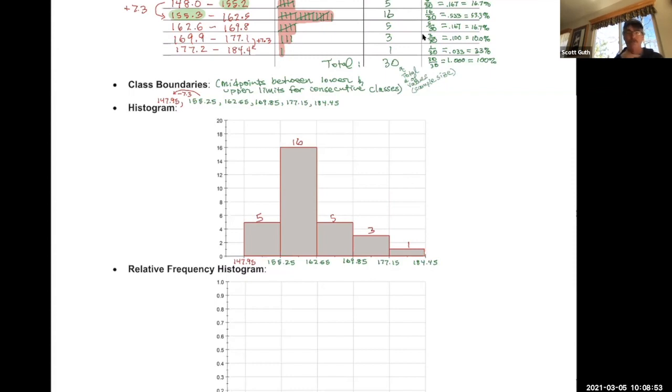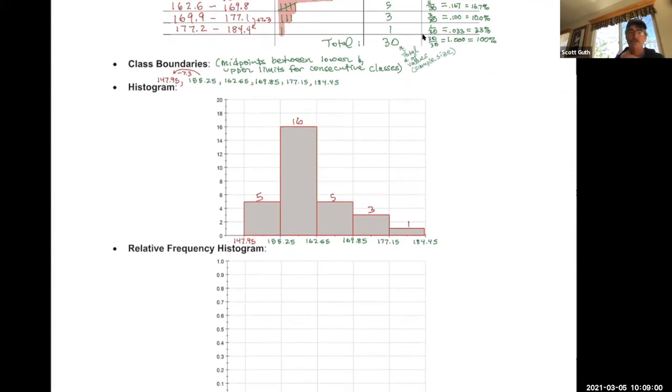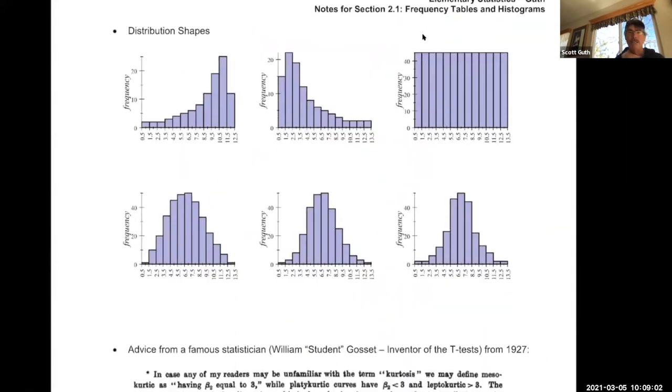Okay, bell curve. This one's not really a bell curve because bell curves are symmetric. So this one's what's called skewed. I think I talk about that on the next page. Yeah.